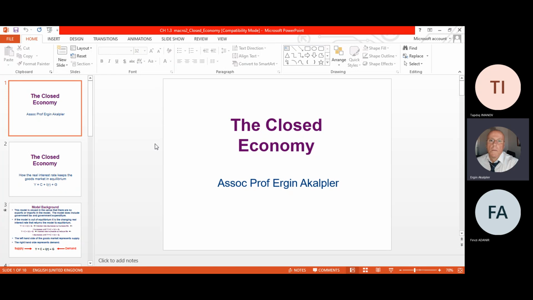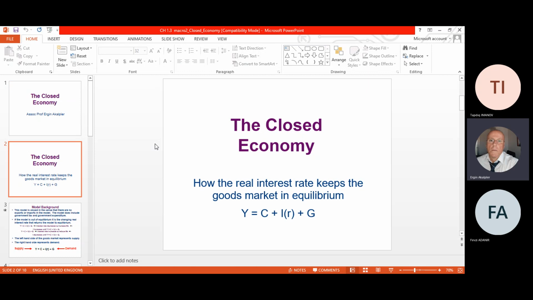Now the things that we have done are going to be a little bit deeper, to explain how this is realized in a closed economy. In the closed economy, as I mentioned, we are excluding the NX here. We will go step by step to understand the model, the Keynesian model, the expenditure output model: how the real interest rate keeps the goods market in equilibrium.